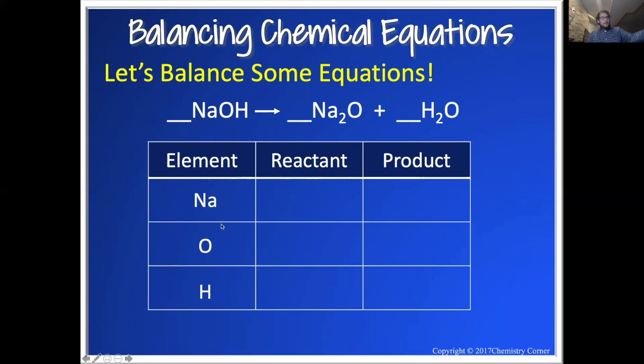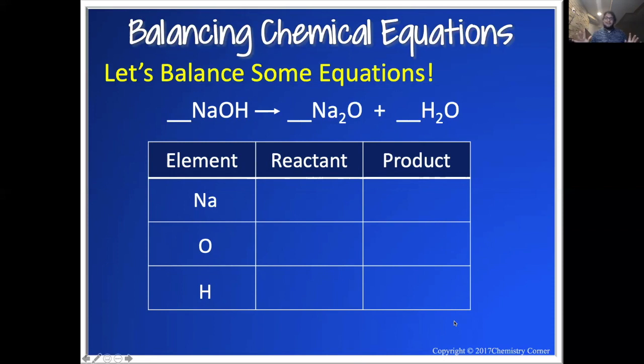So I make a chart here that looks like this. This is what you're actually going to draw on your paper when you're doing your homework assignment. Here, you're going to list your Na's, your O's, and your H's. And then the other important thing is you want to make sure to make a little T chart. On one side, you put how many Na's, O's, and H's you have on your reactant side, and then how many Na's, O's, and H's you have on your product side. Okay, so you want to start off by just listing what's given to you.